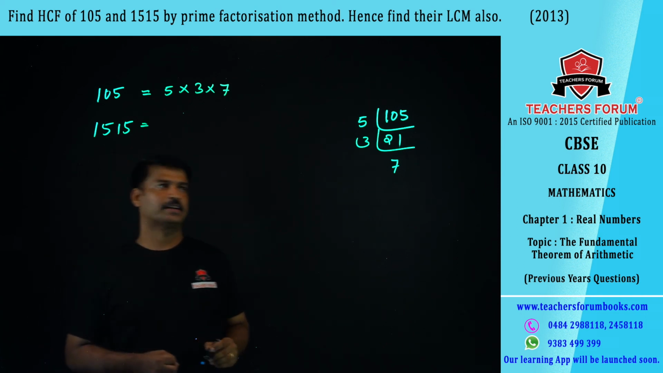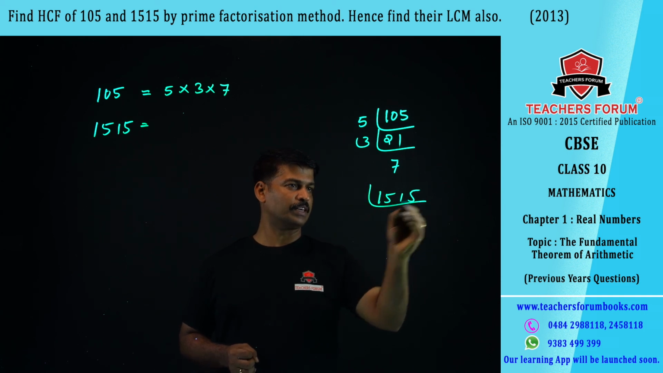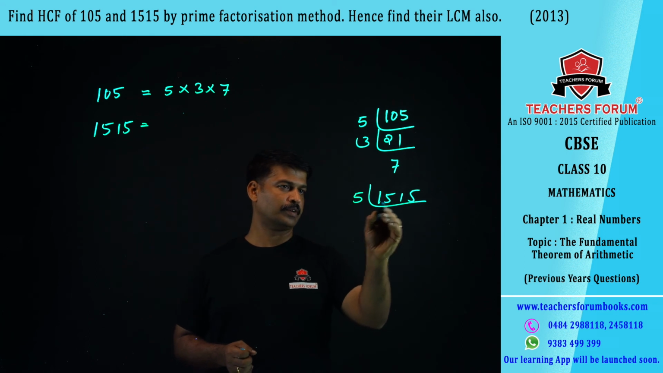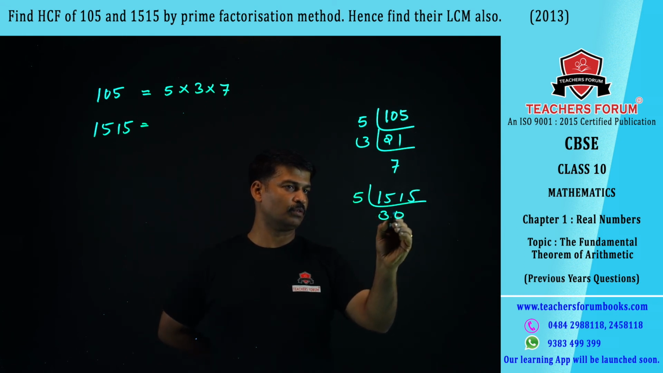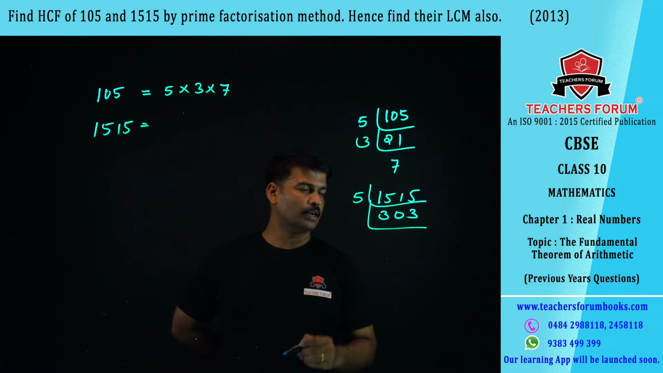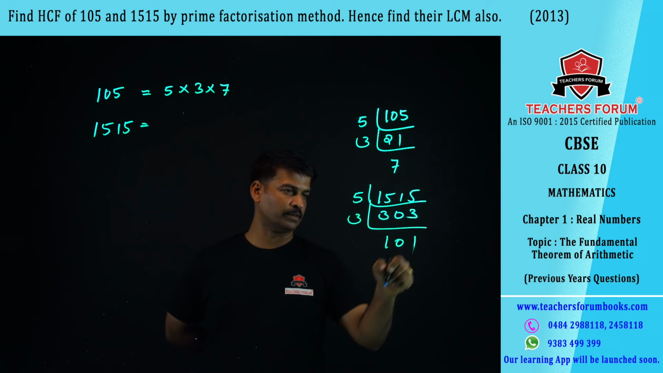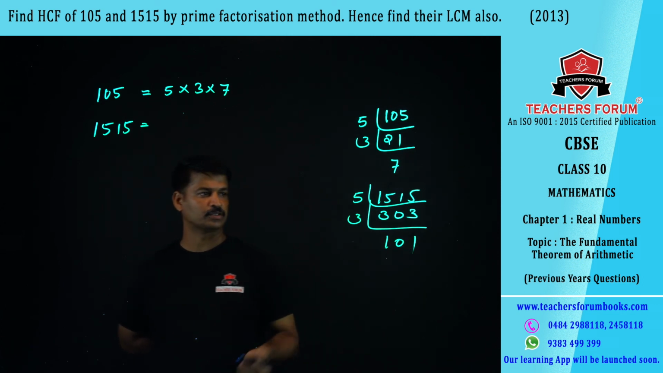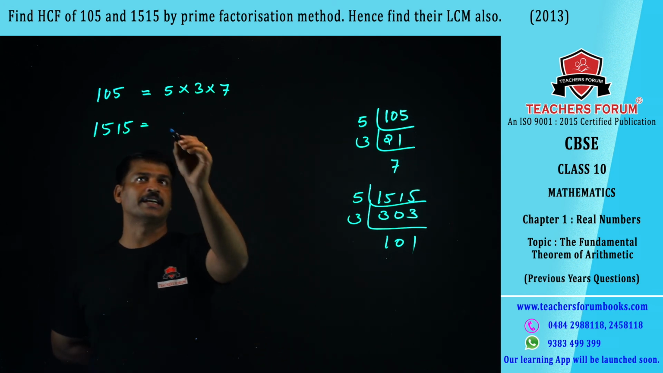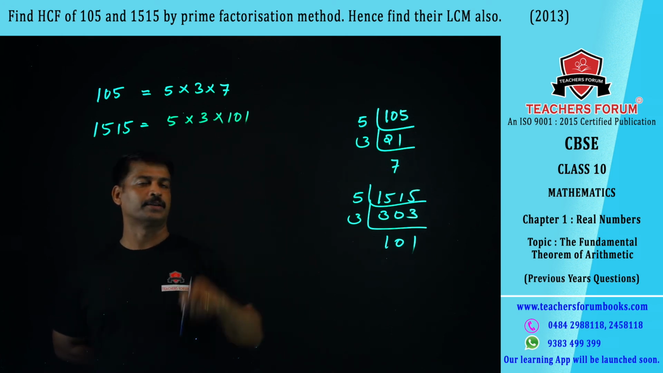Now let us prime factorize 1515. We can divide 1515 by 5. 5 goes 303 times. Now 303 can be divided by 3. You will be getting 101. 101 is a prime number. Okay, so the process stops here. So 1515 can be written as 5 into 3 into 101.